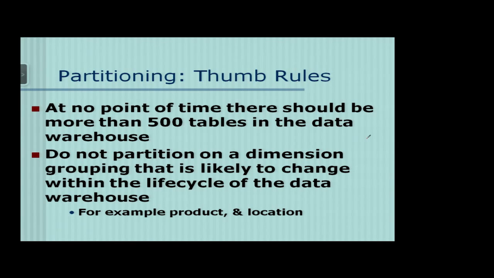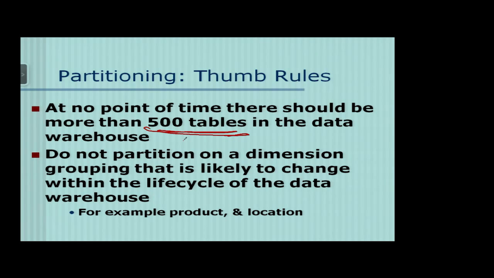So there are some thumb rules, like we had some thumb rules when we talked about aggregation. At no point of time there should be more than 500 tables in the data warehouse. This is a kind of a recommendation, not a hard and fast rule, because experience tells us that if there are more than 500 tables in a database, the maintenance and the administration of that becomes very difficult.